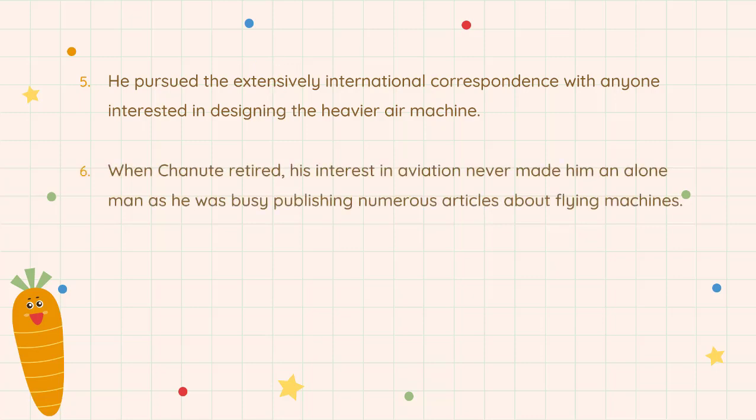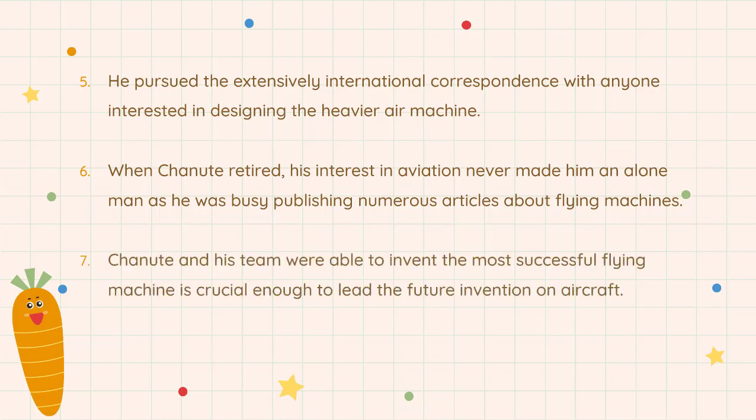Number 6, when Jeannot retired, his interest in aviation never made him an alone man, as he was busy publishing numerous articles about flying machines. So, an alone man, yes, of course, this is one that is wrong, because alone here belongs to few adjectives that are used only as predicative adjectives. So we need the attributive adjective, that is lonely.